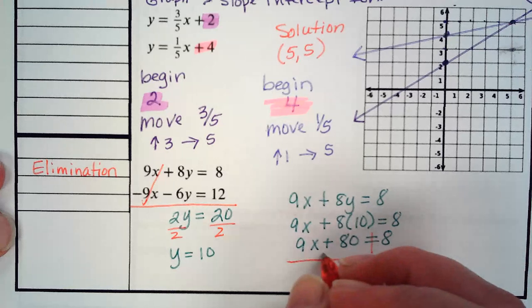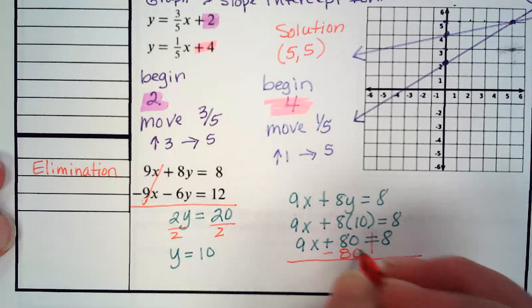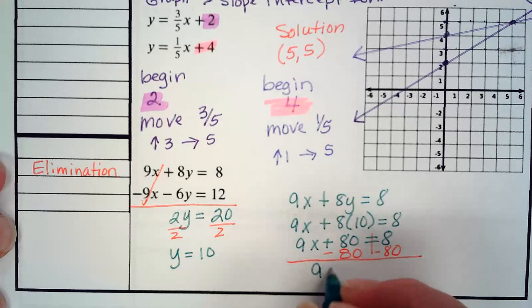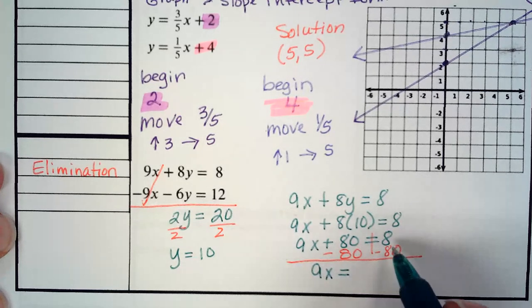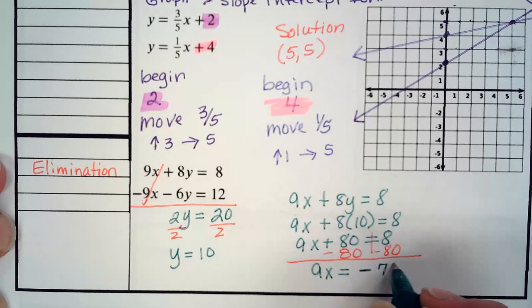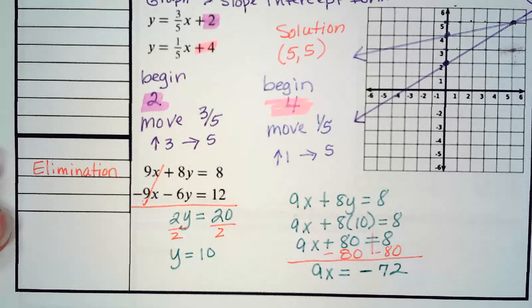I will subtract 80 from both sides. 9x is equal to 8 minus 80. They're opposite signs, so I subtract. 80 minus 8 is 72. Keep the negative sign because 80 is bigger than 72. Last step is to divide by 9.